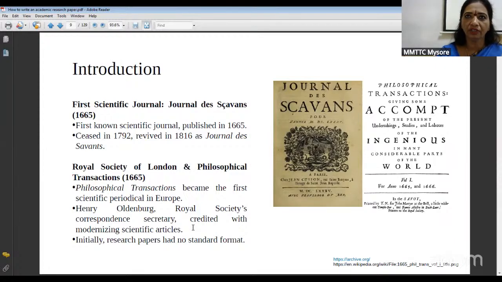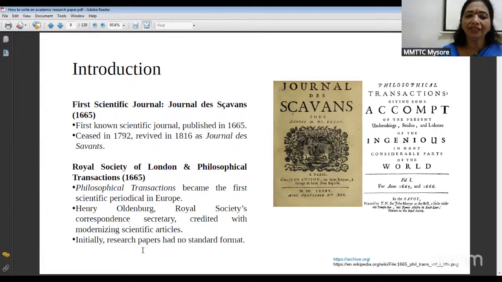And you all know, in our state also, Janapada songs are there. Janapada songs were nowhere written, but passed from one generation to another through practice only. The first scientific journal, the Journal des Sciences, appeared in 1665. You just see the year. This is the first known scientific journal, which ceased in 1792 and was revived in 1816. The Royal Society of London's Philosophical Transactions became the first scientific periodical in Europe.